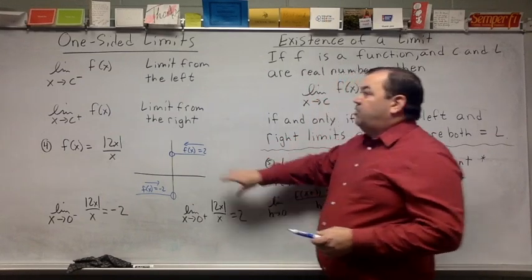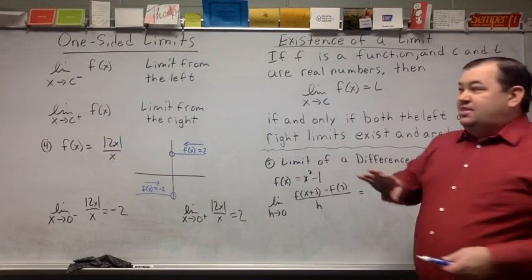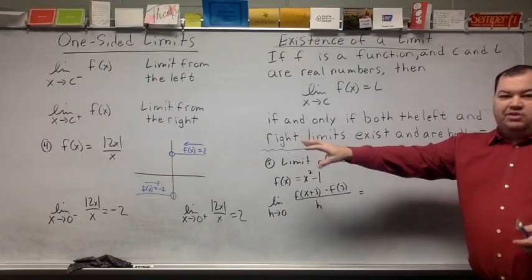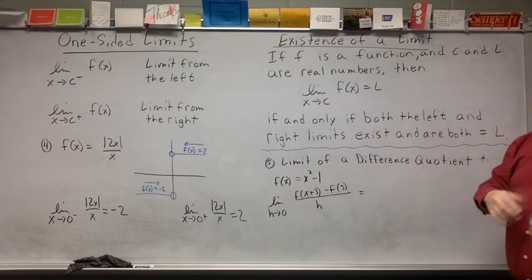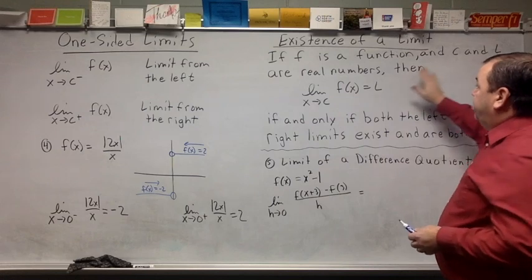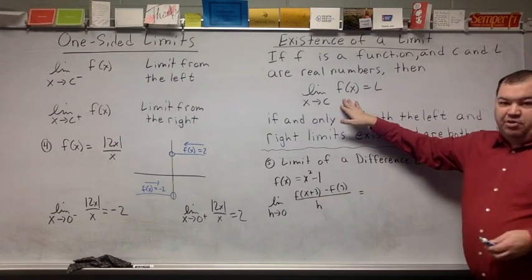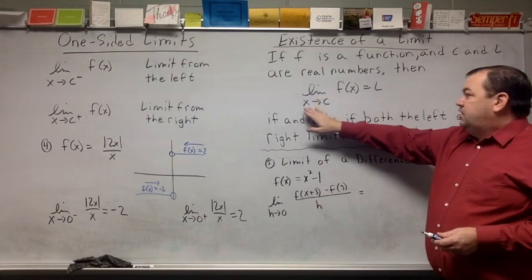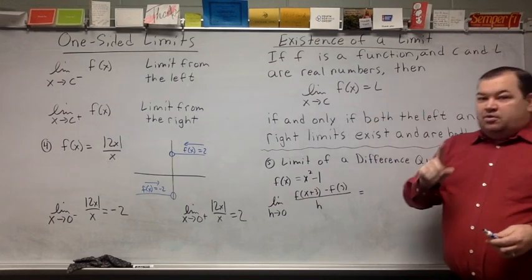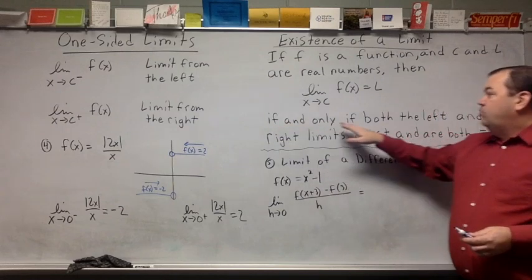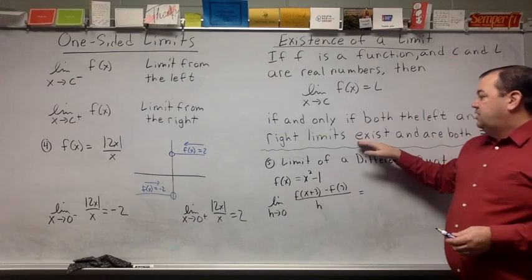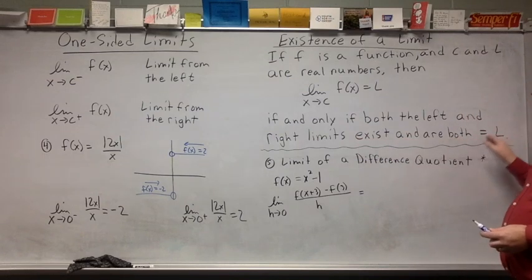And the reason we talk about one-sided limits is the existence of a limit only occurs when we talk about these left and right-hand sides. So let me dive into that. It says if f is a function and c and L are real numbers, then this looks familiar to us. The limit as x approaches c of f of x is L, but the catch is if and only if both the left and the right limits exist and are both L.